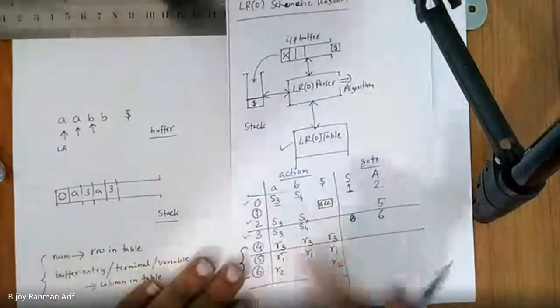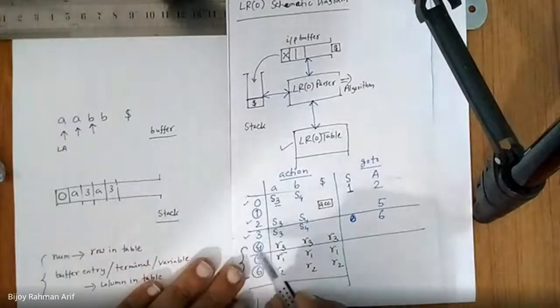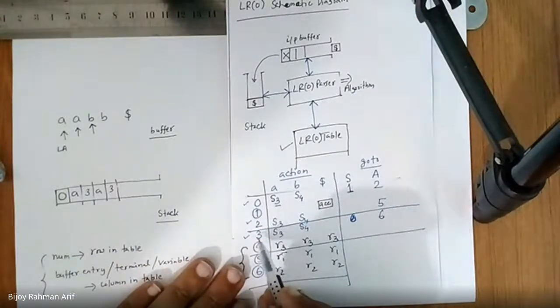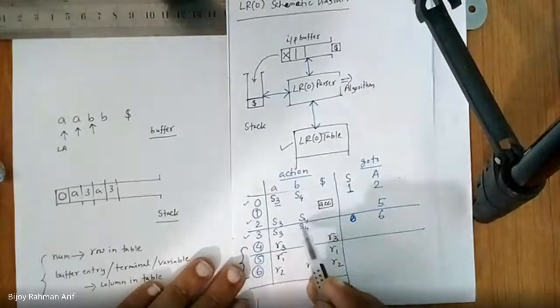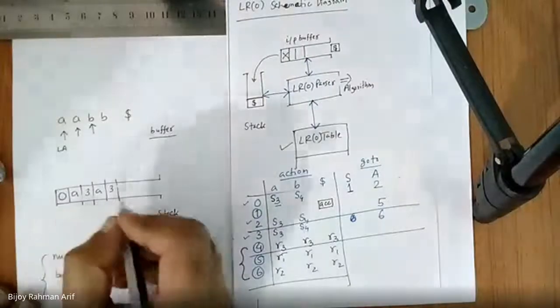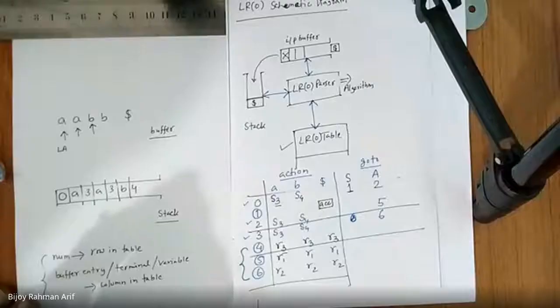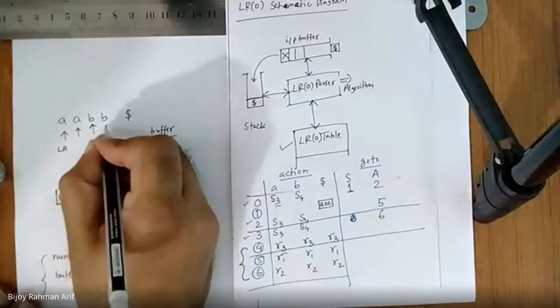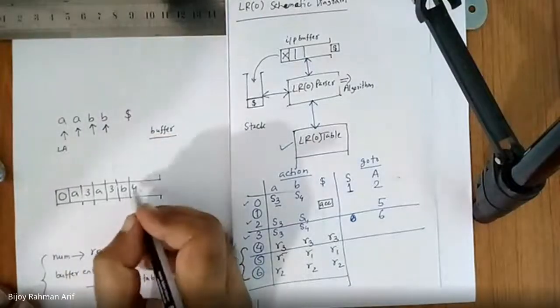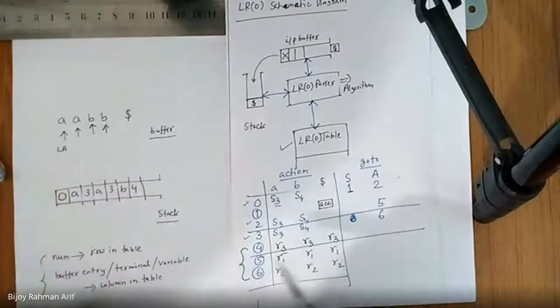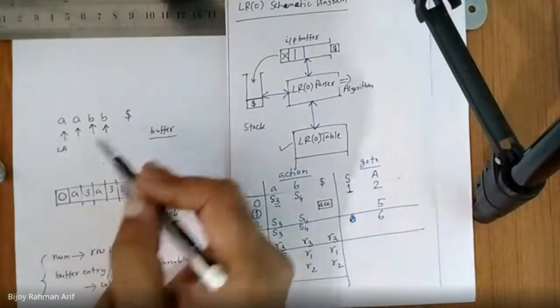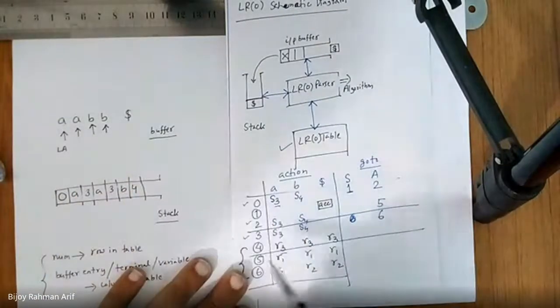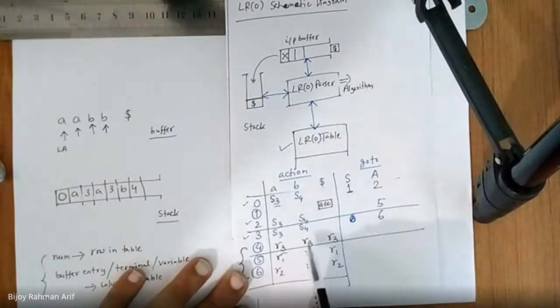Now 3 seeing B. So go to row 3 and go to the B entry. What is the entry? Shift 4. So we push B, go to state number 4, and move the lookahead. Now in state 4, we go to the 4th row. What is the lookahead? B. 4 seeing B.